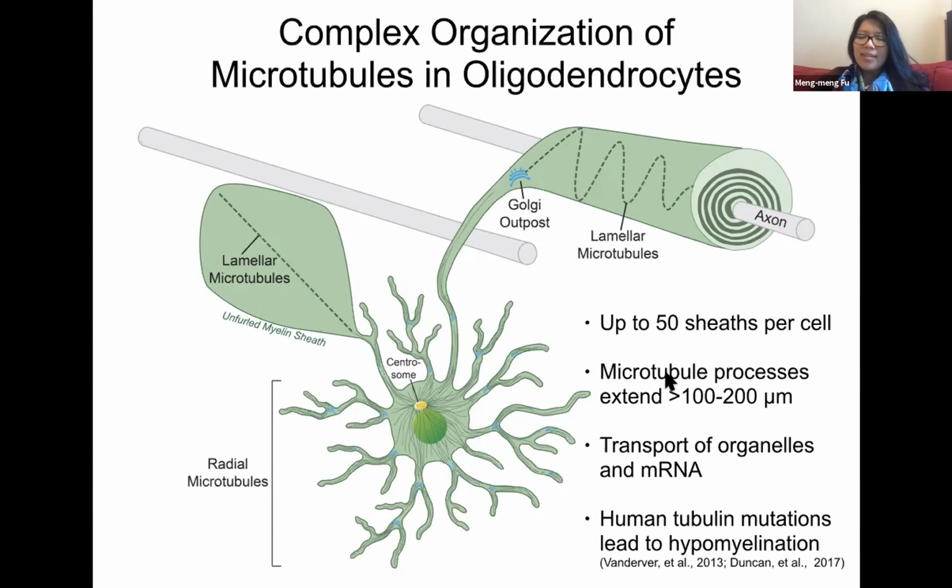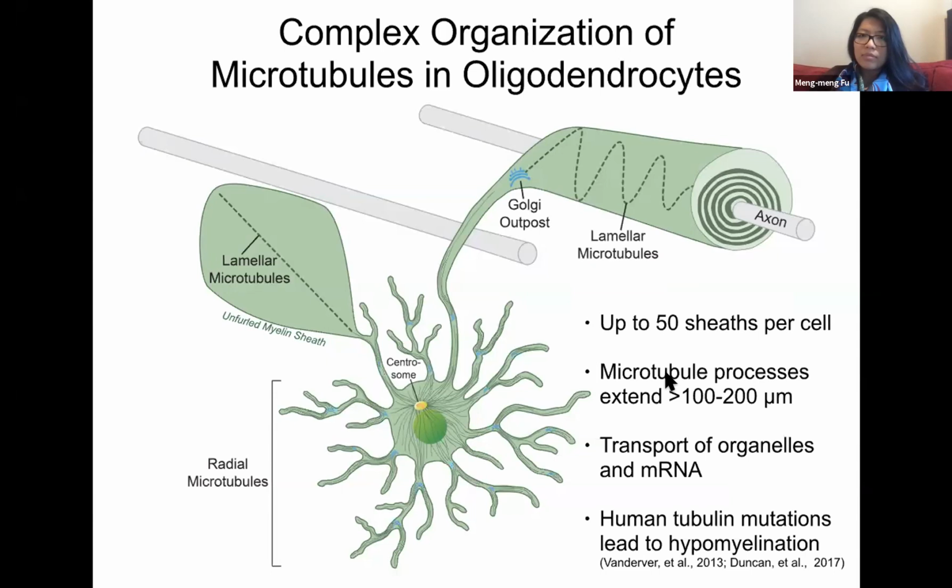They're important for the transport of organelles and mRNA, and importantly for diseases of myelination, such as leukodystrophies in children, there are mutations of tubulin genes that can lead to hypomyelinating disease.